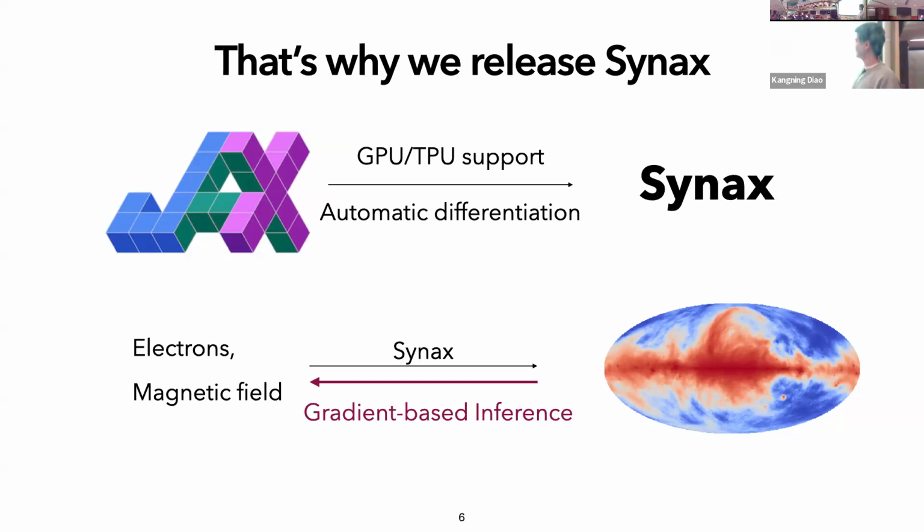So we can not only simulate a sky map from inputs like electrons and magnetic fields, but we can also do the gradient-based inference together. And we will see how it revolutionizes the inference pipeline later.